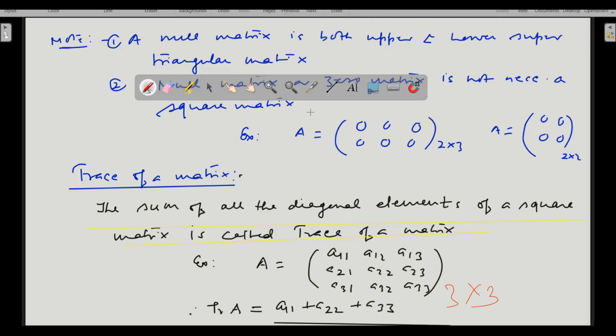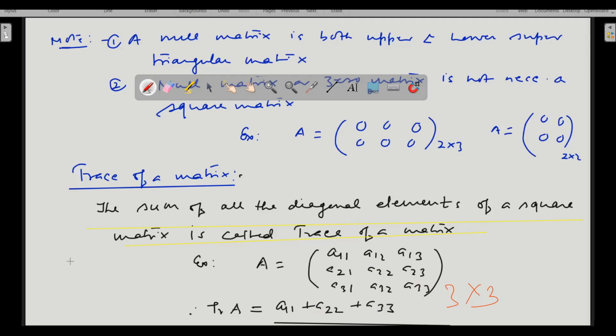Now, if you want to find out the trace of this matrix, it can be found like this. Trace of A is equal to A11 plus A22 plus A33, meaning the sum of the diagonal elements, that is A11 plus A22 plus A33.